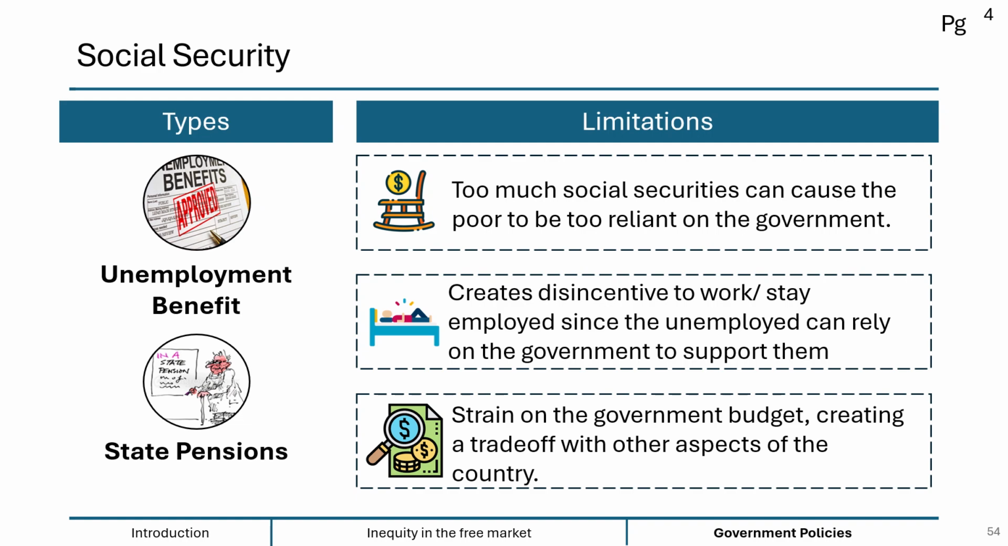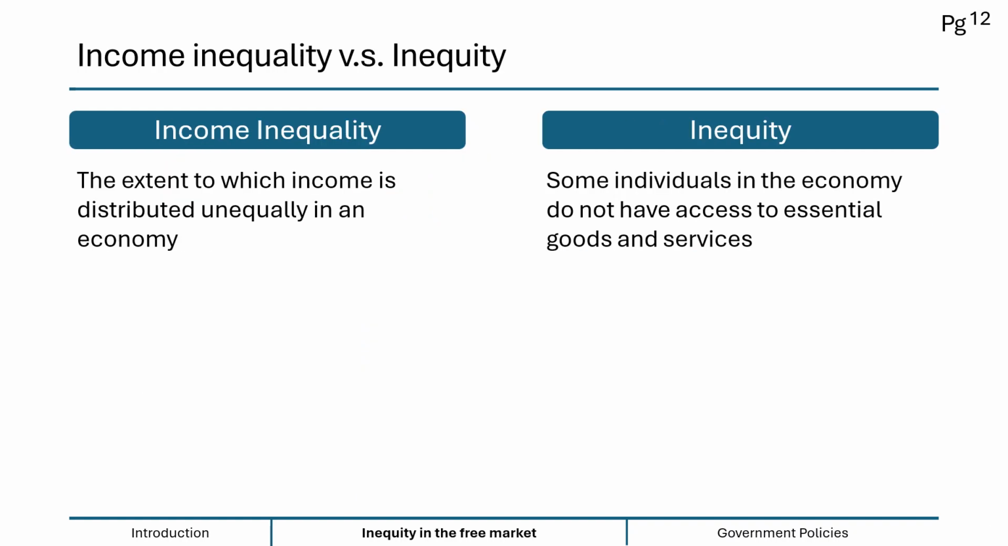So these are the three government interventions to help resolve the problem of inequity. First, price ceiling, price floor. Second, social security. And lastly, subsidies and grants. Next, we need to go to these two terms: income inequality versus inequity. So now you can turn to page 12. I'm on page 12 now.